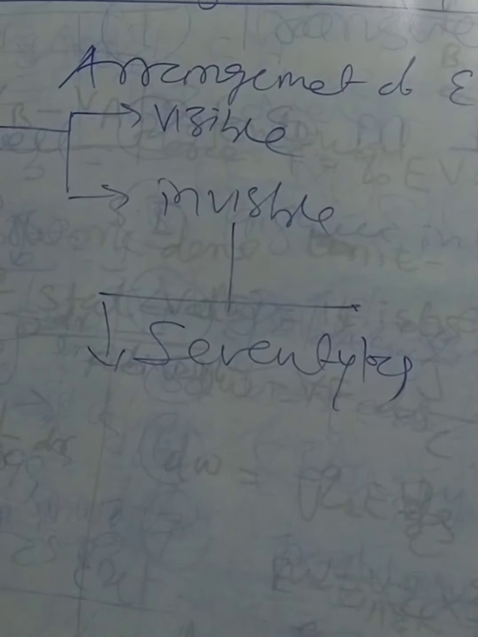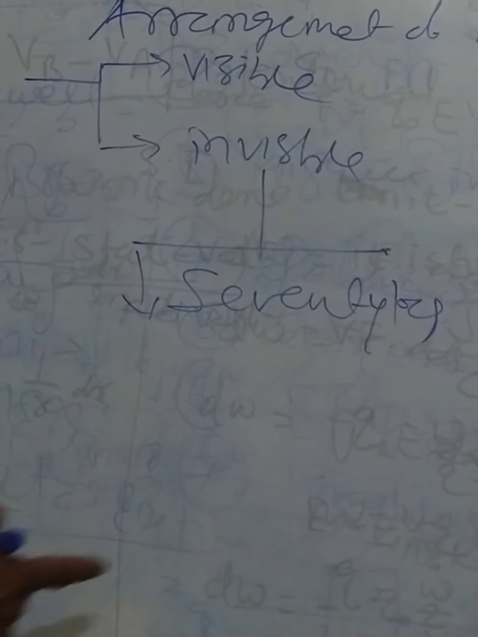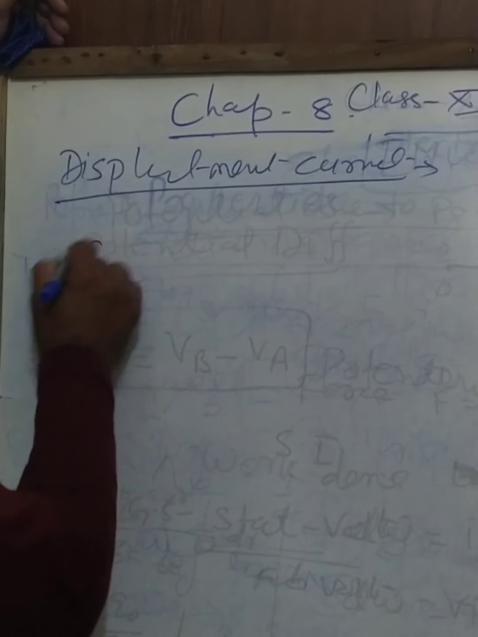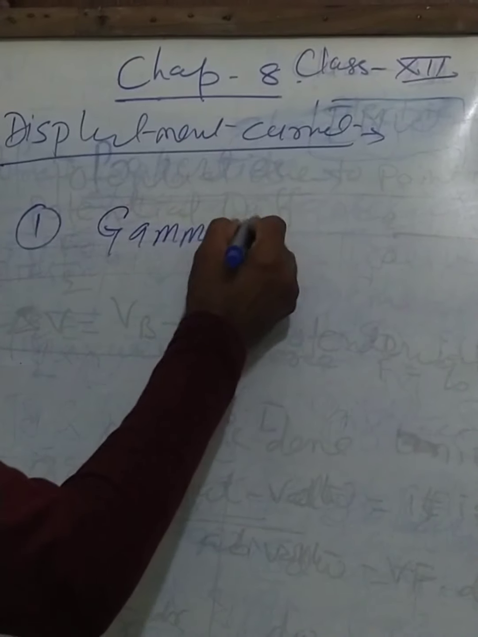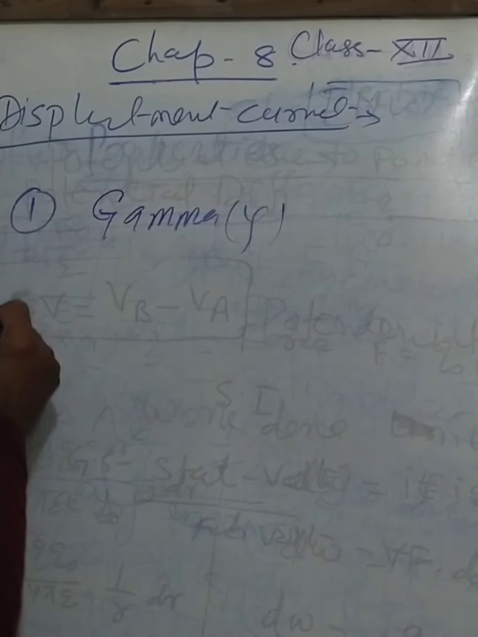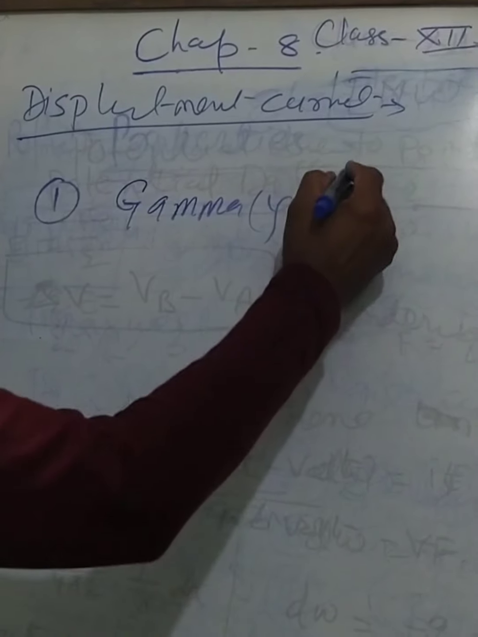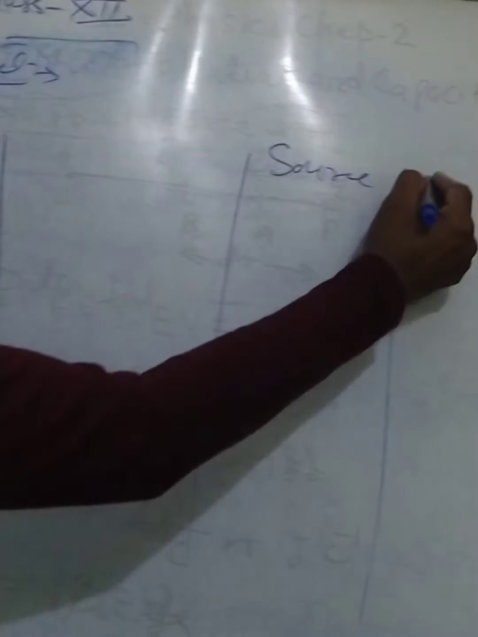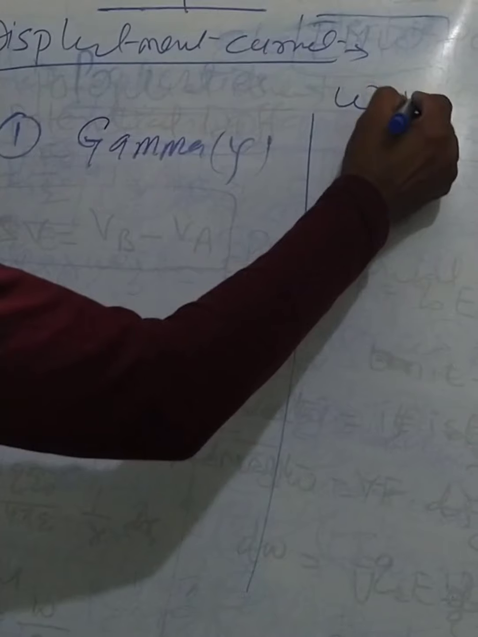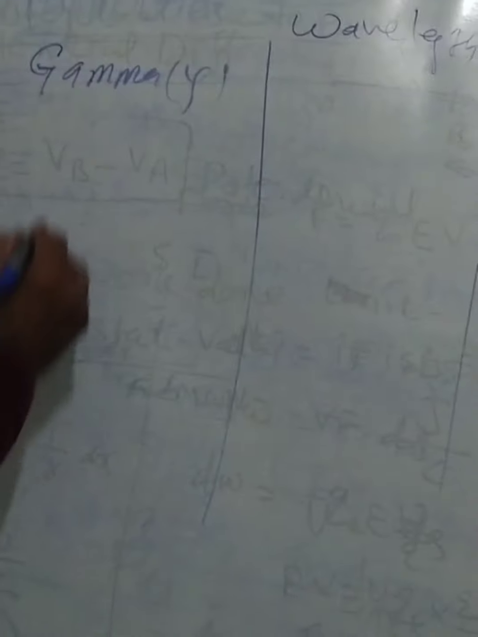And here we will talk about the 7 types of spectrum, their wavelength and their source. First number comes the gamma rays. This is the symbol of gamma ray. First we will write the spectrum, then the wavelength, and their source, and we will write the uses also, because they ask these uses here. Gamma rays. Then second number comes the X rays.